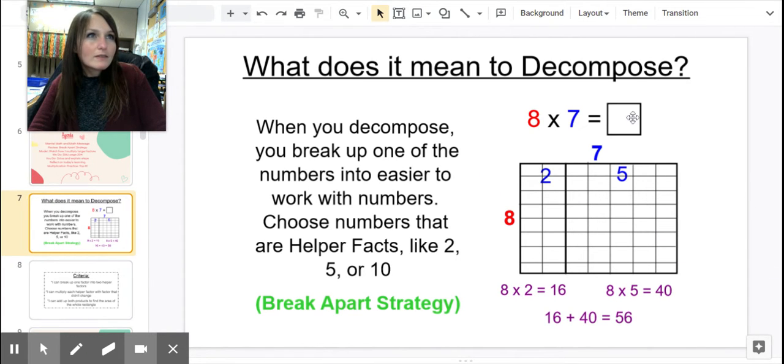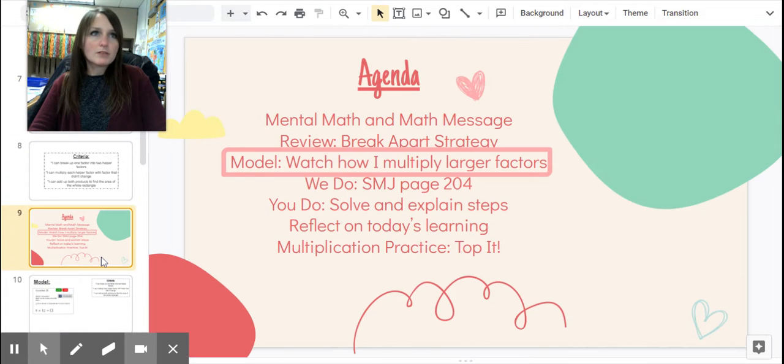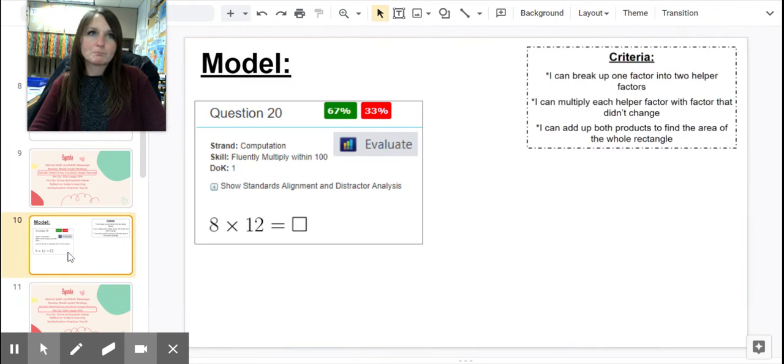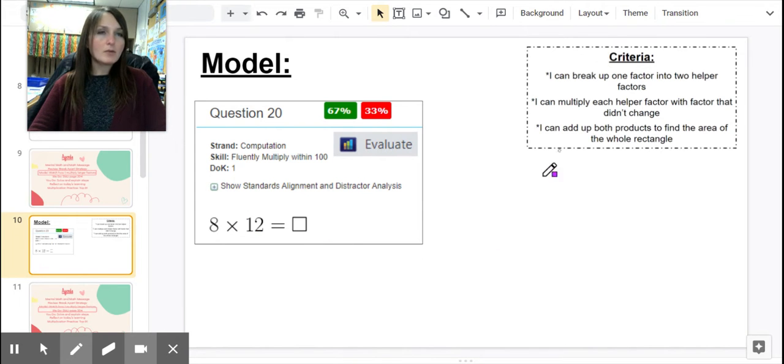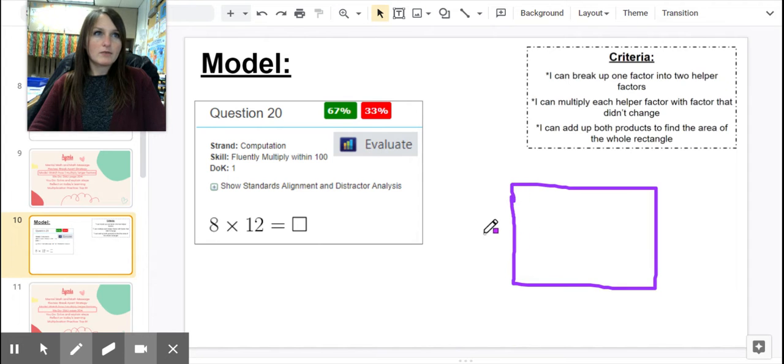And so if we think of this one problem like area, sometimes it makes a little bit more sense to us. So I'm going to go ahead and model how to do that. This was actually an evaluate question. Okay, we did okay on it, but we could definitely do better. So let's go ahead and see. So 8 times 12. Well, I'm going to break this up into a rectangle. Okay, and I'm going to have 8 over here and then 12 over here. So I'm using this area model.